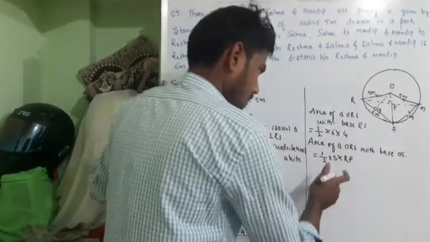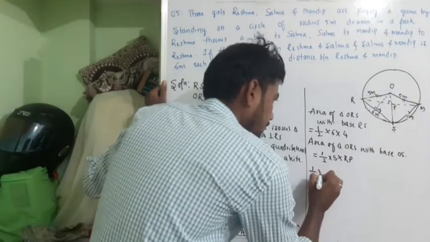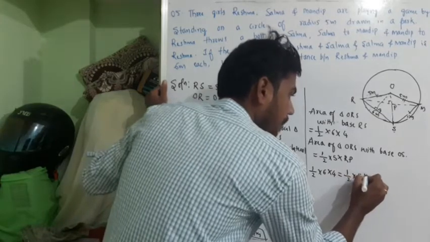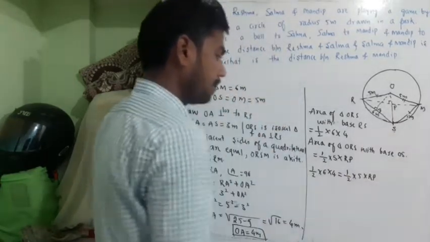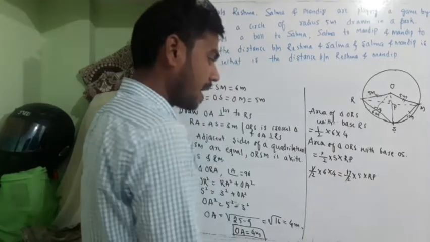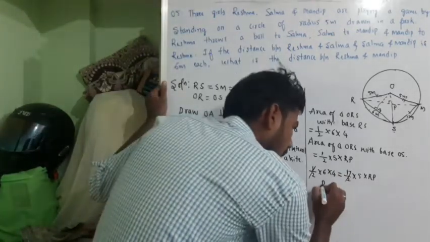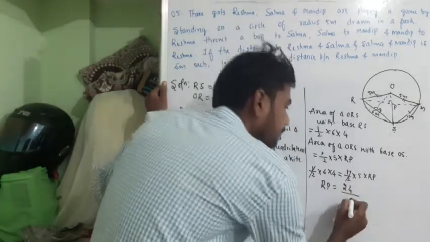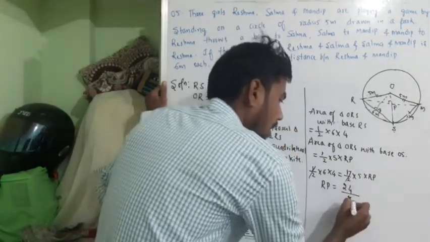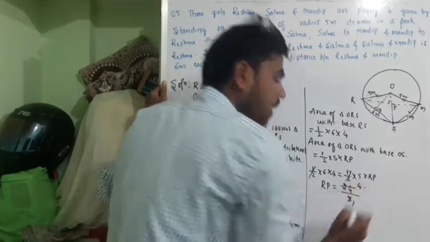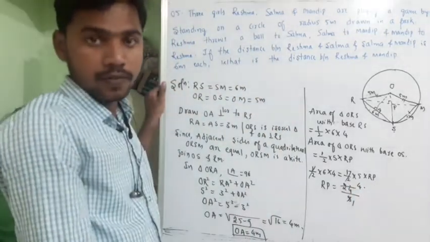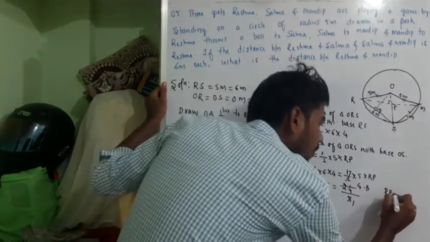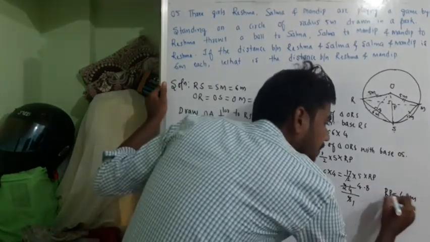Then half into 6 into 4 is equal to half into 5 into RP. Fine. This half will get cancelled. RP is equal to 6 4s are 24 divided by 5. 5 1s are 5, 5 4s are 20, 4 left, 40. 5 8s are 40. So RP is equal to 4.8 meter.